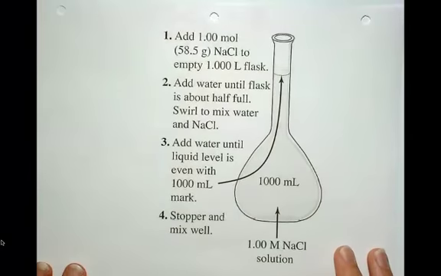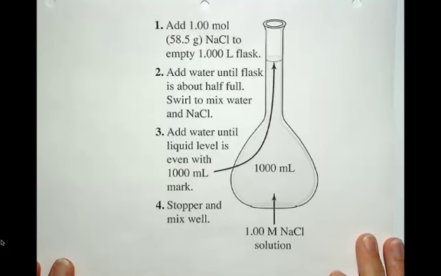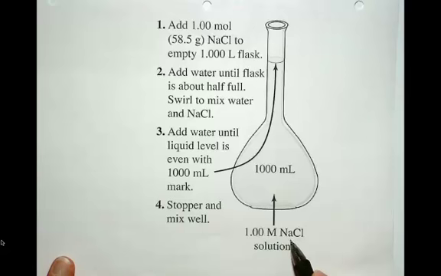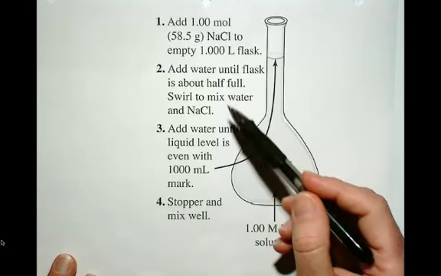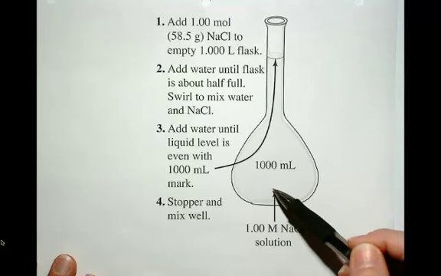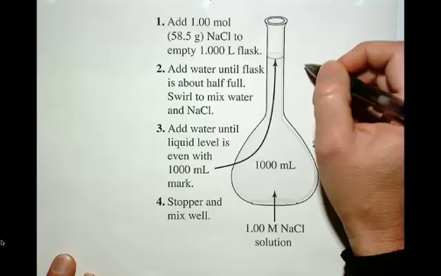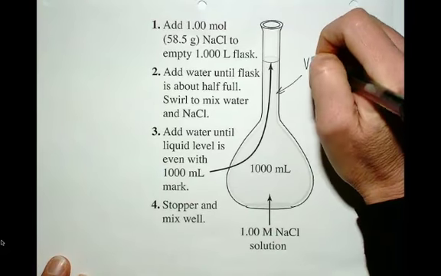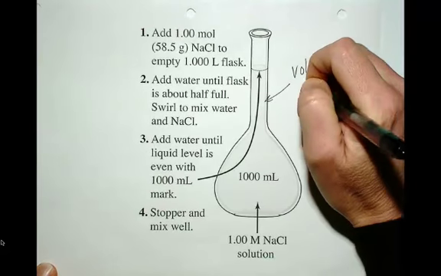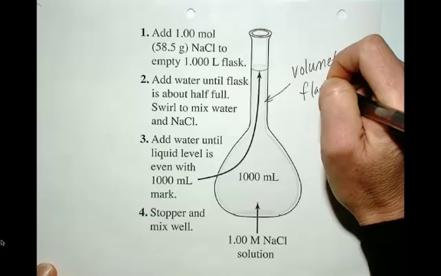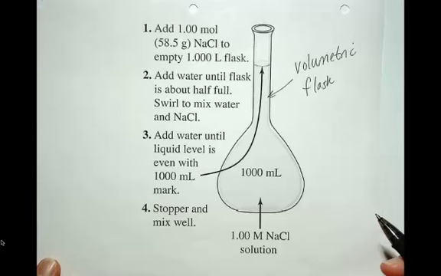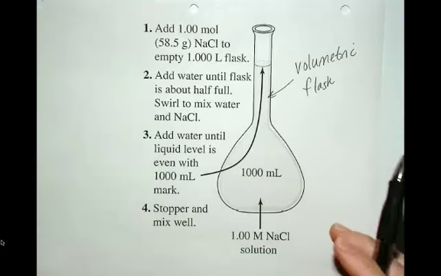And also, this is just a picture of how one would prepare a 1 molar sodium chloride solution. And the deal here is that you add some of the salt and a little bit of water and mix it up, and then you add the rest of the water up to the line. This flask here is called a volumetric flask. It's a special piece of glassware that's used when you need to be really careful about preparing solutions with given concentrations. So there are different size volumetric flasks.